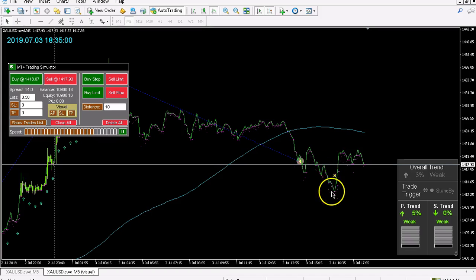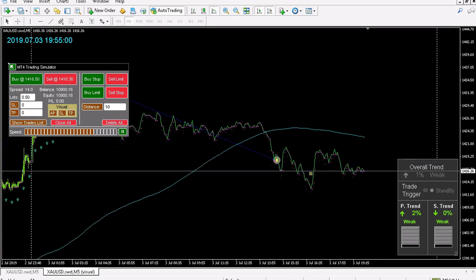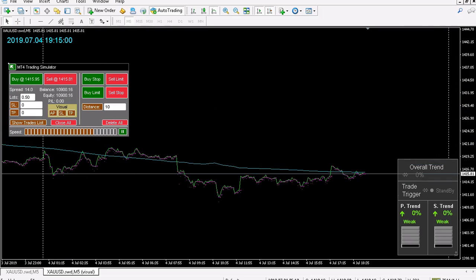And very soon after that, the actual exit came as well. So I could have just left it to exit as well. Very quiet, no trades being generated.